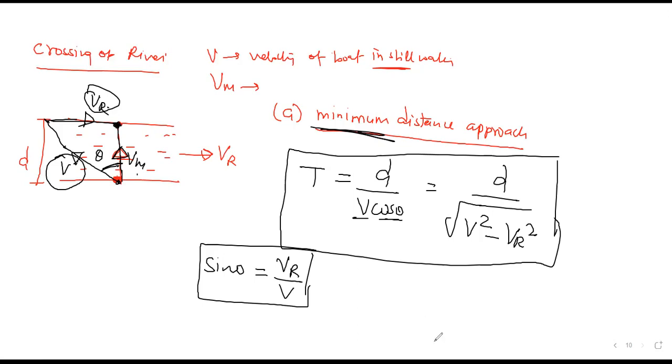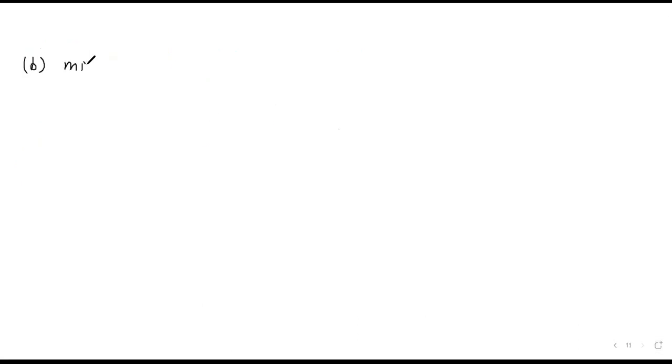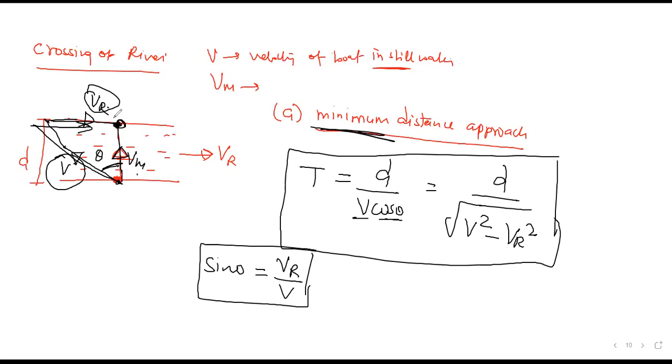Now the second approach is called the minimum time approach. You want to cross the river in the shortest time. In both cases we are just finding time, but in the first case we want to cross the river with minimum distance, straight across. So you should travel at angle theta to the vertical direction. Look at this picture: we travel in this direction so that the river pushes you this way and you come just across the river, just opposite to your initial position.